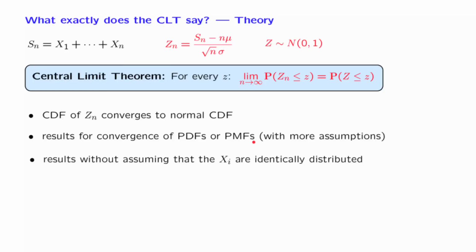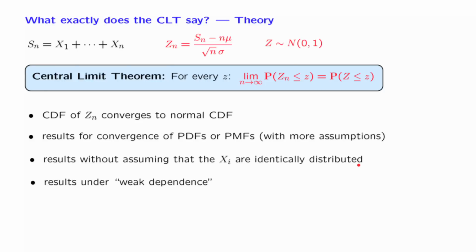There are versions of the central limit theorem that apply to the case where the xi's are not identically distributed. One just needs to make certain assumptions on the means and the variances of the xi's. Some conditions will be needed. Also, the assumption of independence does not need to be literally true.